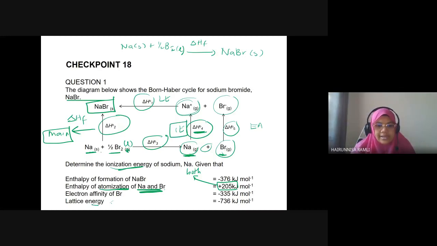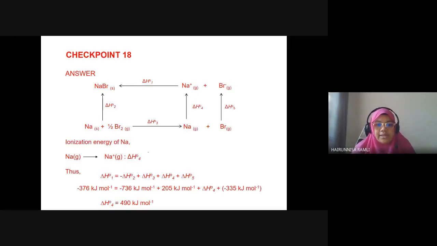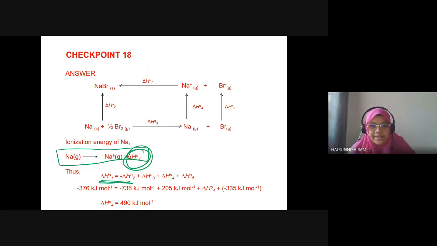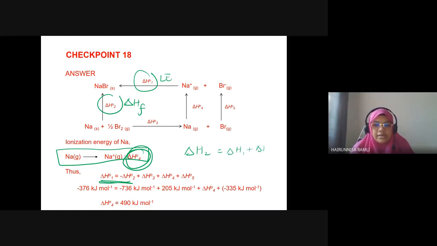So basically lattice ada kan? Delta H1, electron affinity tadi, delta H5, enthalpy atomization, this one is delta H3. Enthalpy formation is delta H2. Yang kita nak is delta H4. Okay, again, once you dah determine who is the ionization energy, delta H4. For me, instead of using this equation, delta H1 ni tadi lattice kan? I think better you put as delta H2 equals to, because we know that this is enthalpy of formation. Delta H2 is equals to delta H1 plus 3 plus 4.